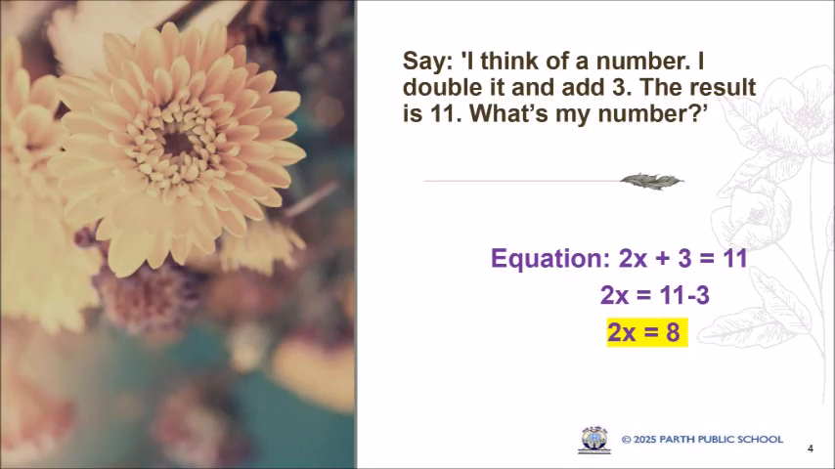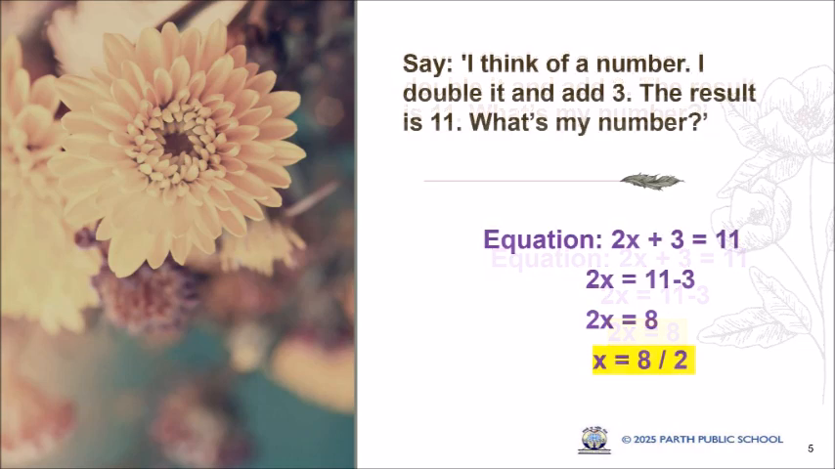Now we have shifted 3 from the left hand side to the right hand side. 3 had the sign plus, now it will be negative when we are moving it to the other side. So 11 minus 3 will be equal to 8. So my next equation is 2x equals 8.